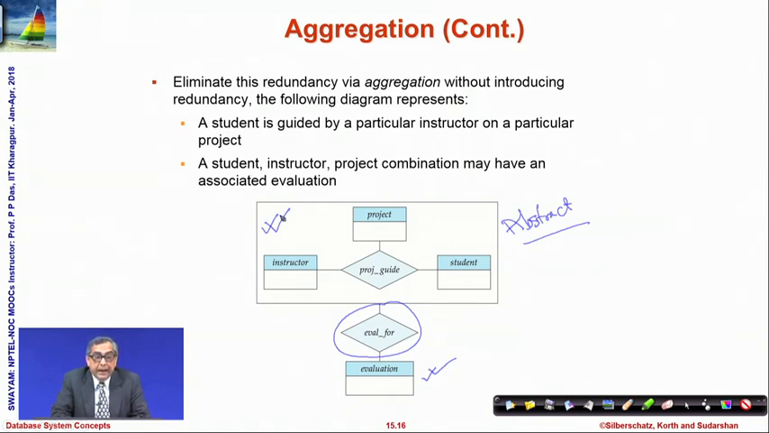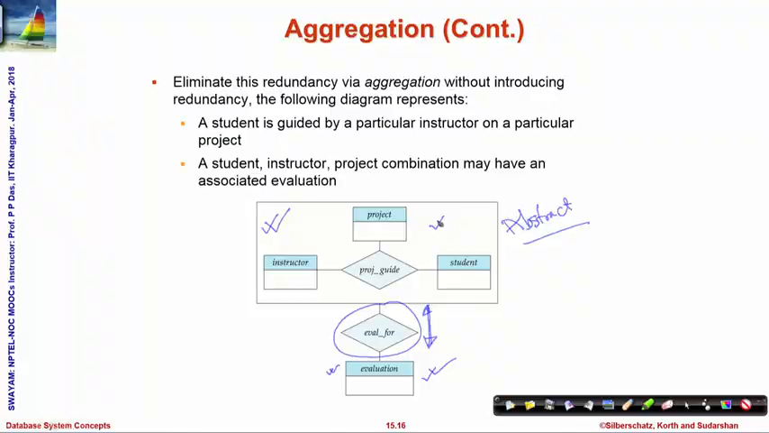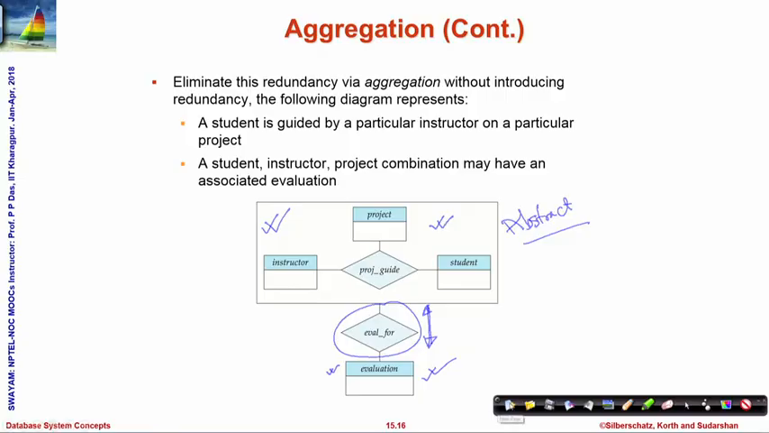And if it has an evaluation, then through this relationship it will be represented and the evaluation value will exist. So, we know that if a project is evaluated, then it certainly has a corresponding entity in the abstract entity set project guide, but the reverse may not be true. I may have an entity in the project guide entity set which does not have an evaluation. So, by using this aggregation model, I can represent and model this situation more accurately than I could otherwise.